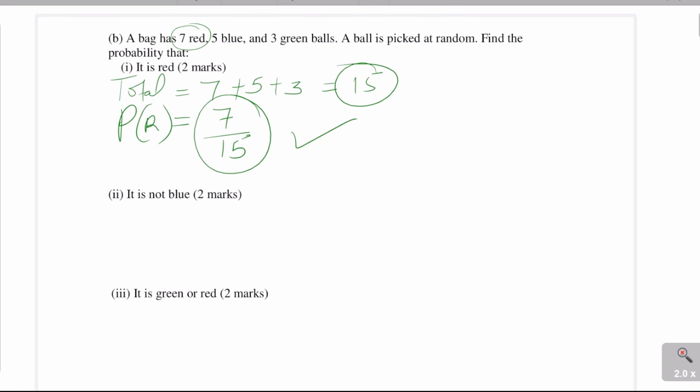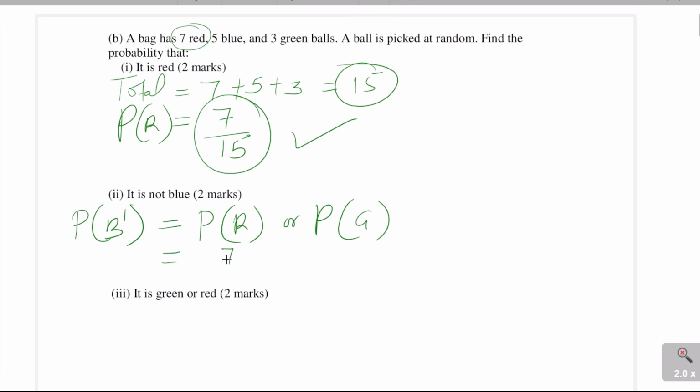Part 2, probability that it is not blue. The probability that it is not blue will be the probability that it is red, or the probability that it is green. That is what we mean by it is not blue. It is therefore either red or green. So what is the probability of red? 7 over 15. In probability we add, and green is 3 over 15.